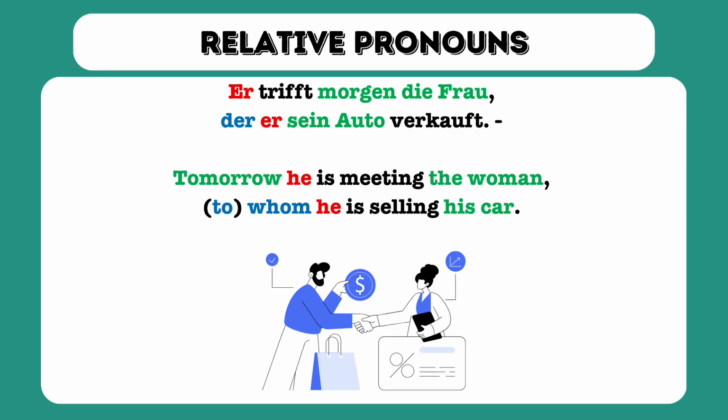Er trifft morgen die Frau, der er sein Auto verkauft. Tomorrow he is meeting the woman to whom he is selling his car. Again, you could just say, er trifft morgen die Frau. He is meeting the woman tomorrow. But then we add extra information to describe the woman that he is meeting. Er verkauft sein Auto. He is selling his car. And you would say, er verkauft ihr, or er verkauft der Frau sein Auto. He is selling the woman his car.